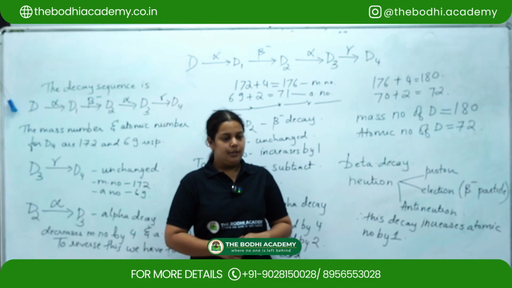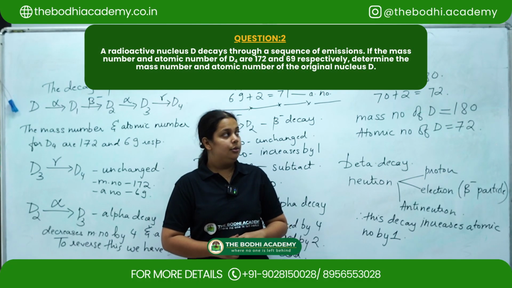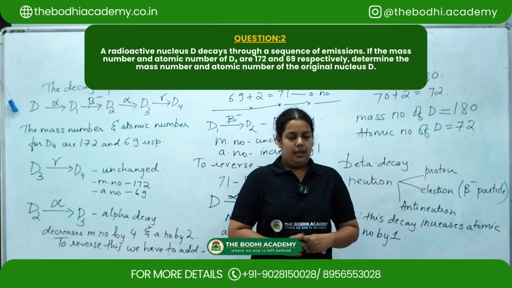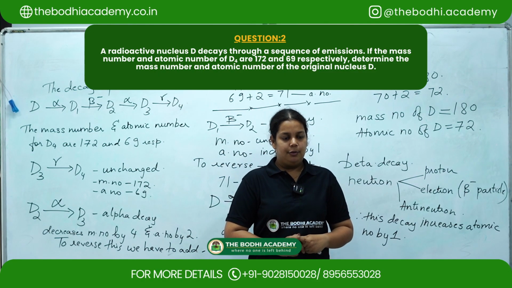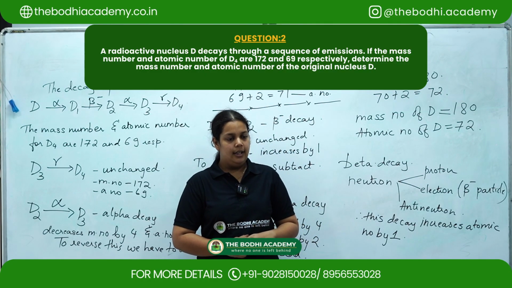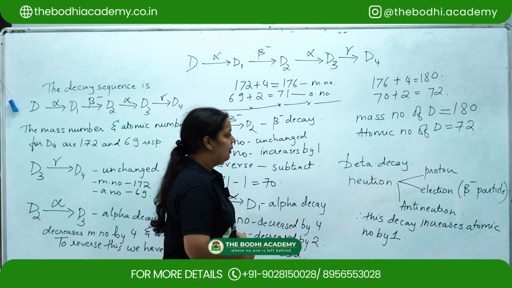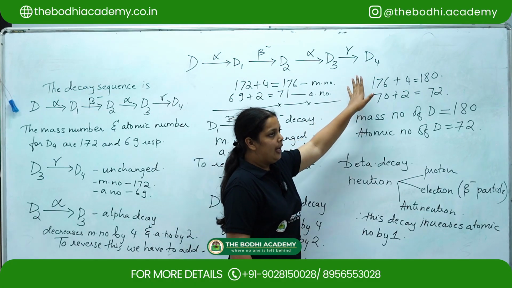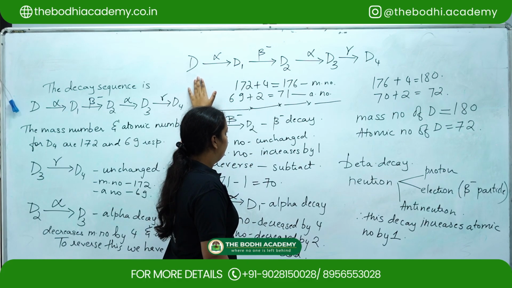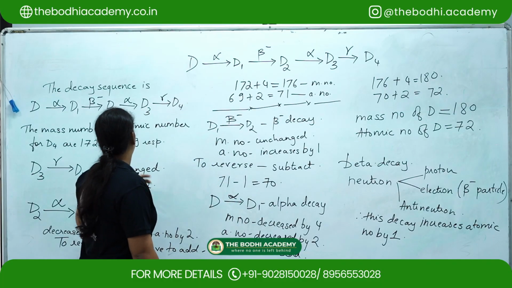Coming to the next question, a radioactive nucleus D decays according to the following sequence. If the mass number and atomic number for D4 are respectively 172 and 69, then find the corresponding values for D. So the mass number and atomic number for D4 are given, and we need to find the atomic number and mass number for D. To do that, we'll use the reverse formula.